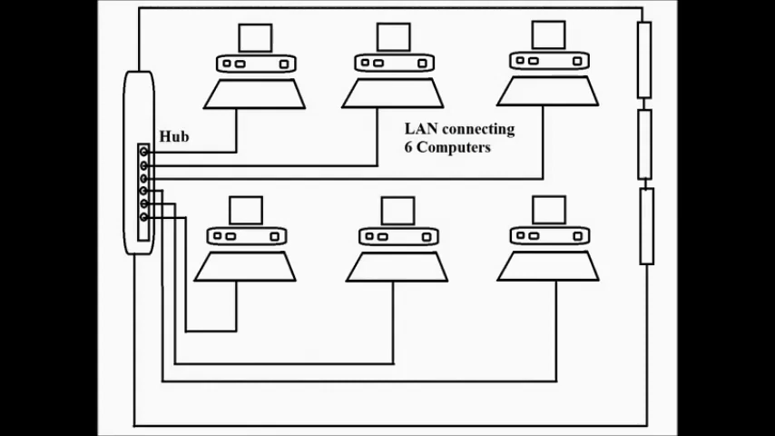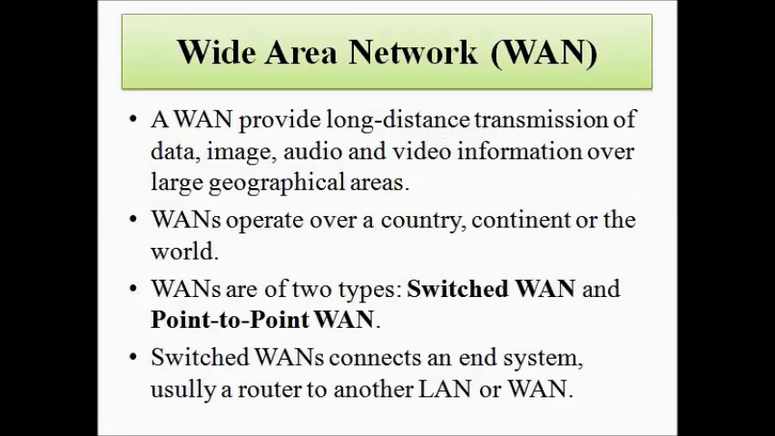Next, the network category in terms of geographical coverage is the wide area network. As opposed to the local area network, the wide area network provides long distance transmission of data. And by long I mean it covers several thousand kilometers. It can span over a country, a continent, or the whole world.